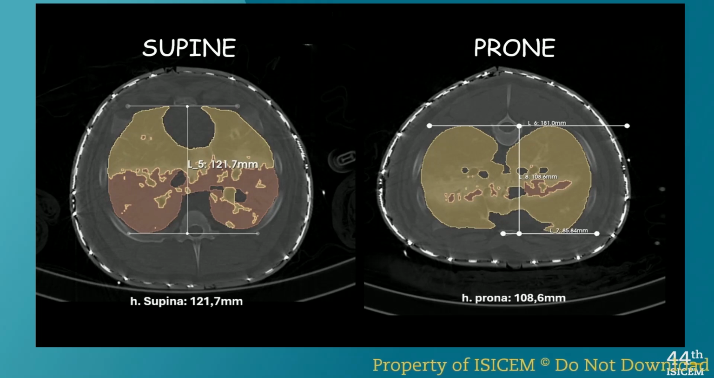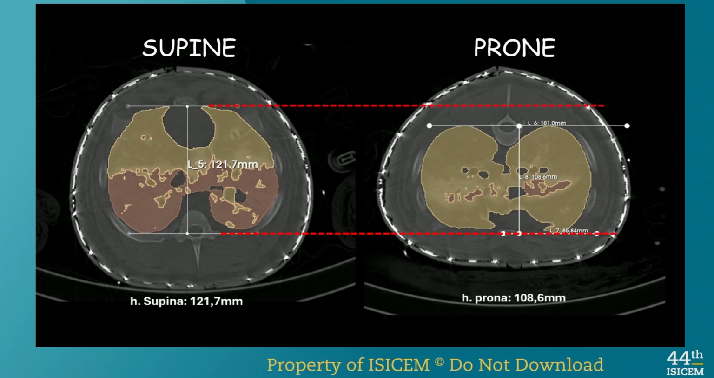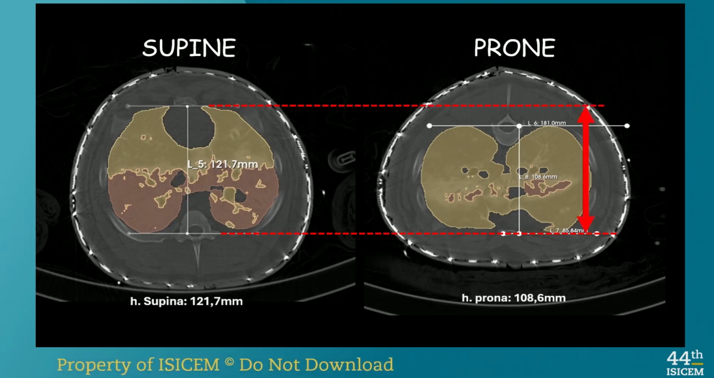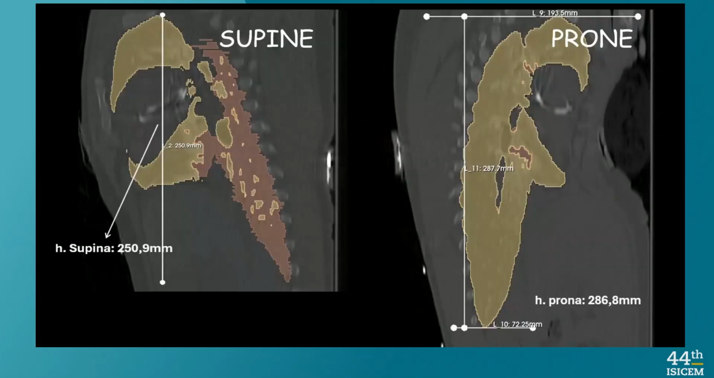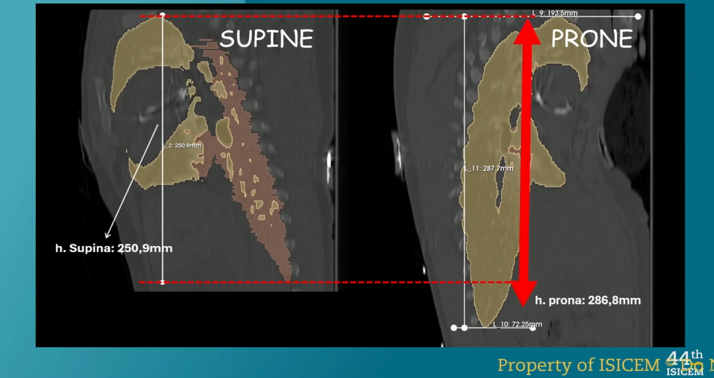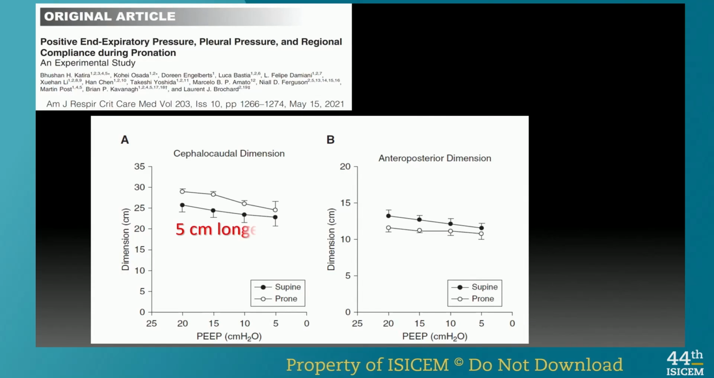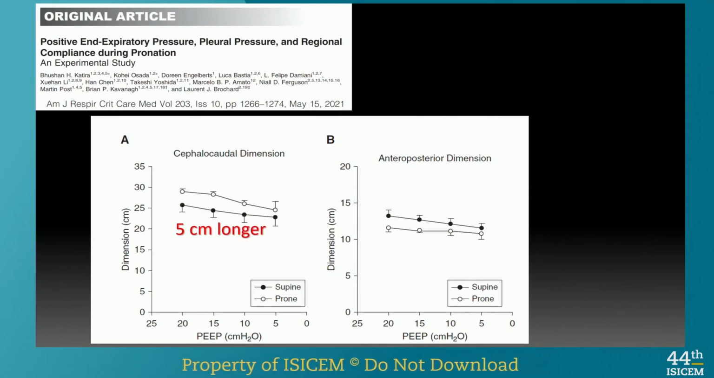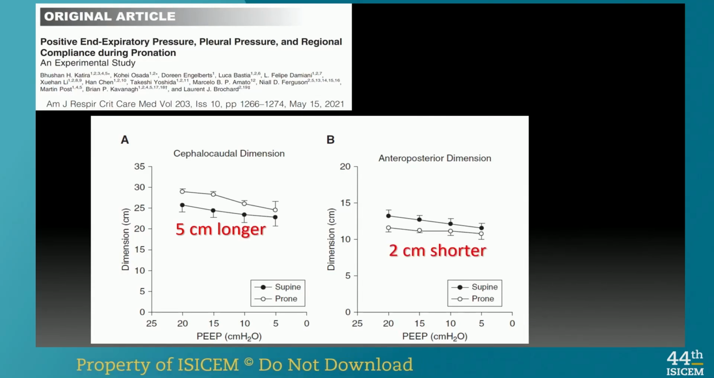So this is a CT of a pig, supine and prone. You can see that if we compare the ventral to dorsal axis, it is 2 centimeters shorter in prone. And in humans, we found the same thing, even a little bit higher difference. And then when we compare the craniocaudal distance, it's 5 centimeters difference. So the lung gets longer, 5 centimeters, as shown here across different PEEP levels. 5 centimeters longer, 2 centimeters shorter.